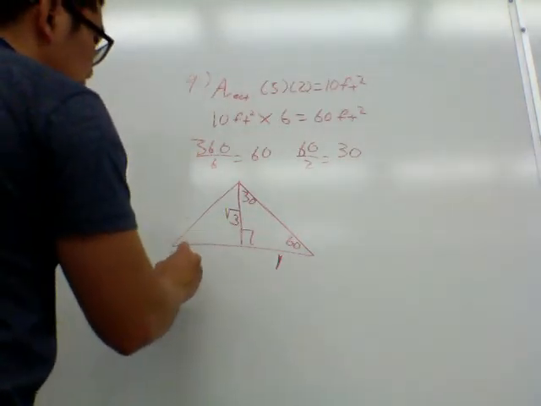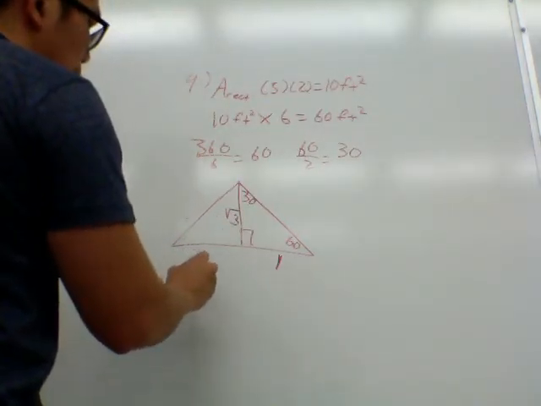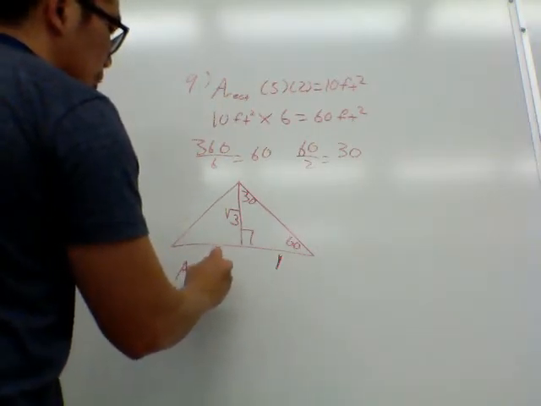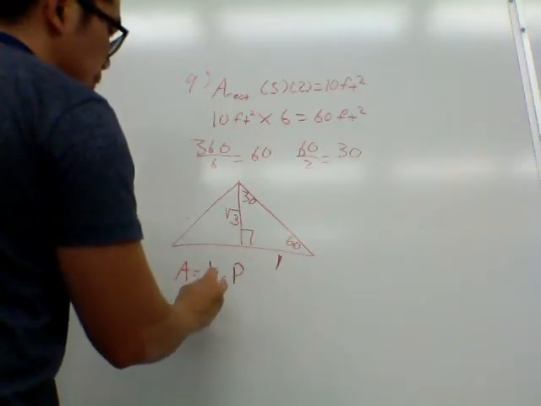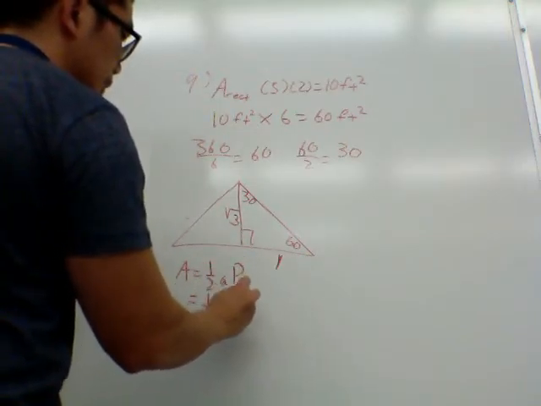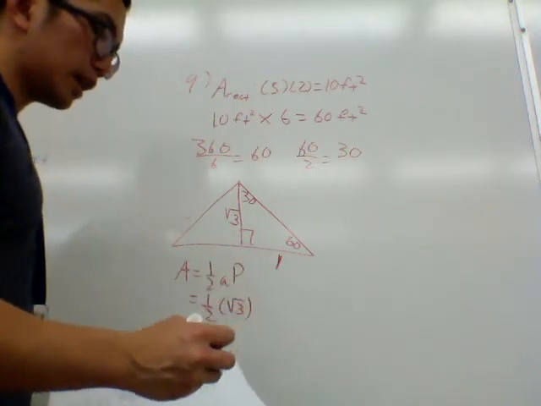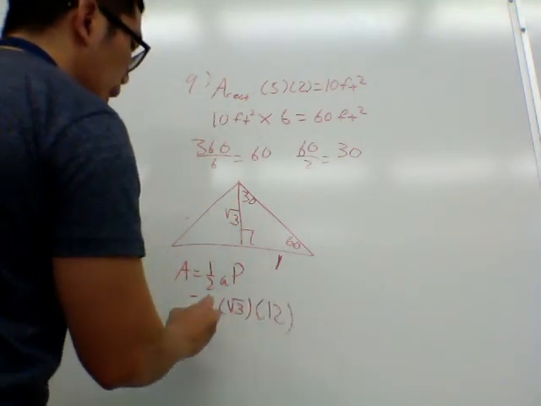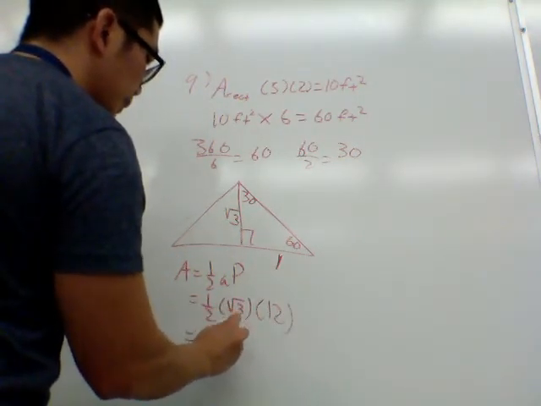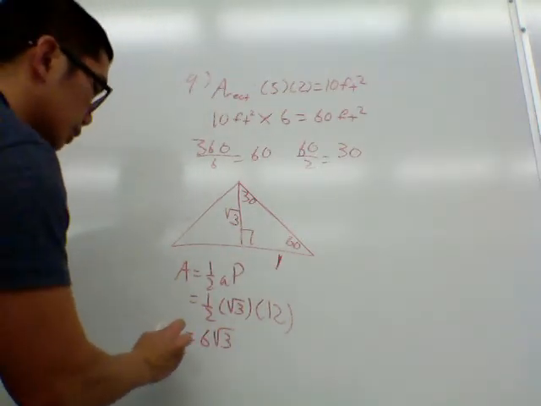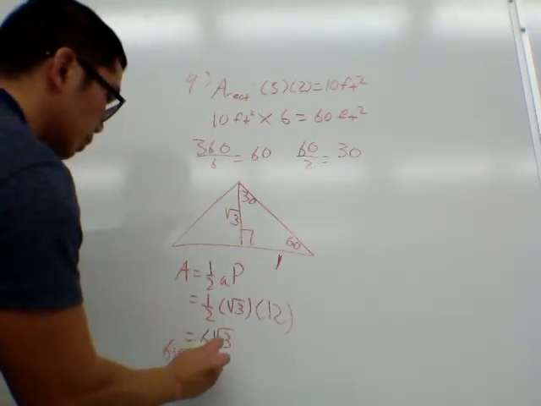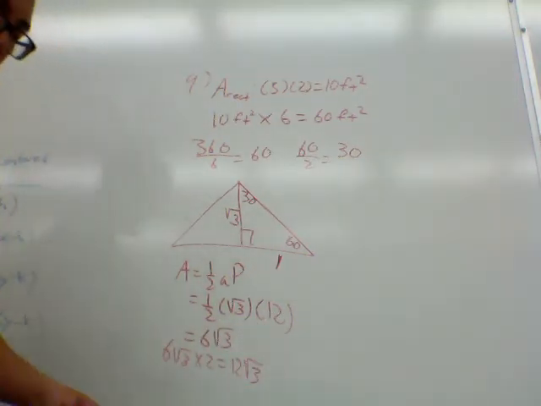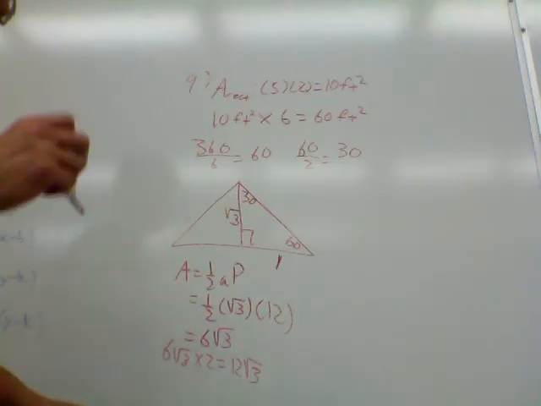So the area of the hexagon is 1/2 AP. So it's equal to 1/2 times root 3 times the perimeter of the hexagon. If one side is 2 and there are 6 sides, your perimeter is 12. And so your answer here is 6 root 3. However, I have 2 of those, so it's going to be 6 root 3 times 2, and it's 12 root 3. That is the area of the 2 hexagons.